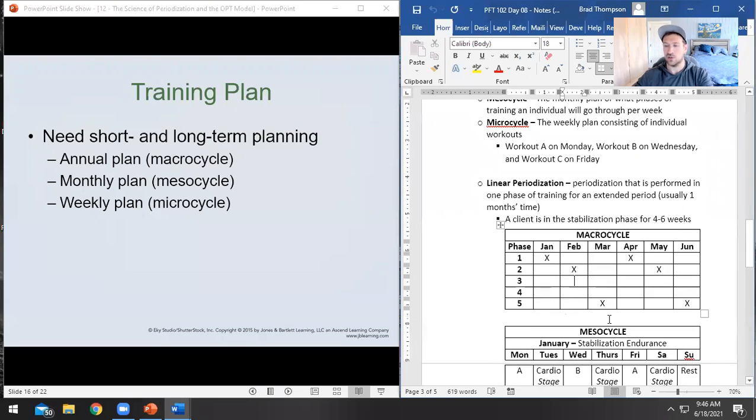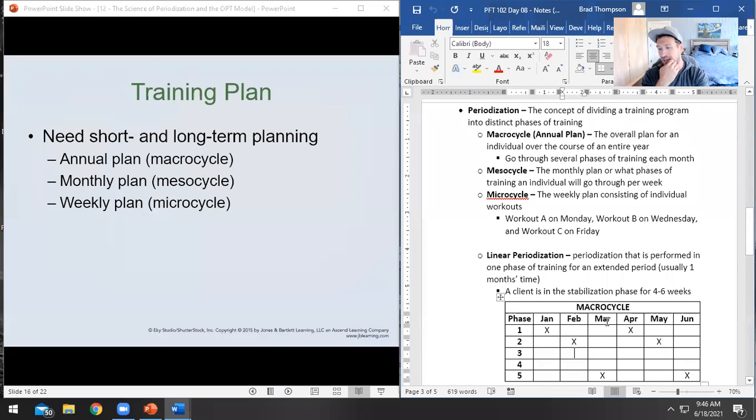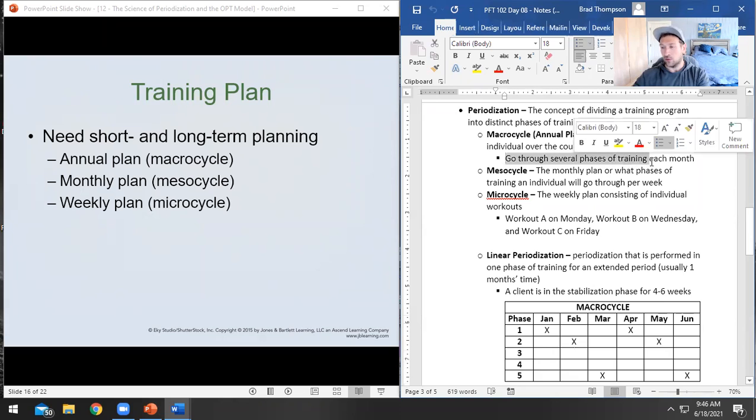That's the most traditional approach to periodization, where you're basically just staying in one phase of training every month or so, every 4 to 6 weeks, depending on how you're laying it out. You're going to go through several phases, depending on which month you're in.